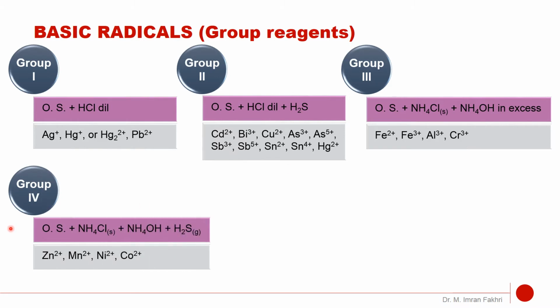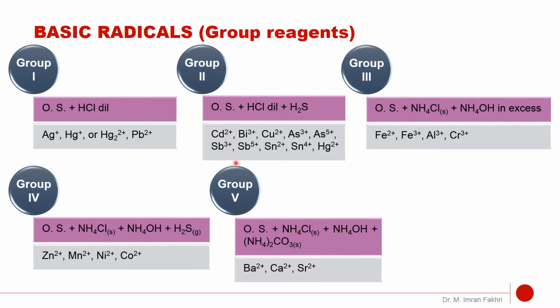Systematically, we move towards group number 4, in which we add ammonium chloride, ammonium hydroxide, and hydrogen sulfide into the original solution of the salt. If precipitation occurs by the addition of these reagents, then we may have zinc 2 positive ion, manganese, nickel, or cobalt, which are the group 4 cations. If no colored or white precipitation is observed, this means that group 4 cations are absent, and we have to move towards group number 5.